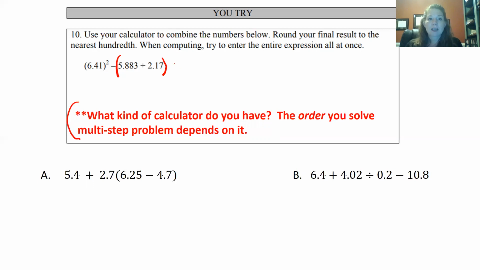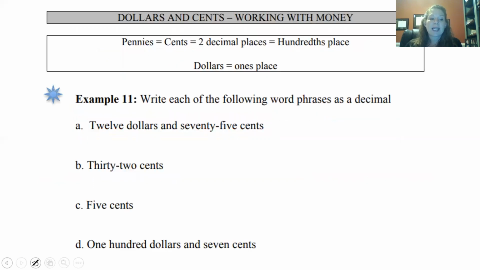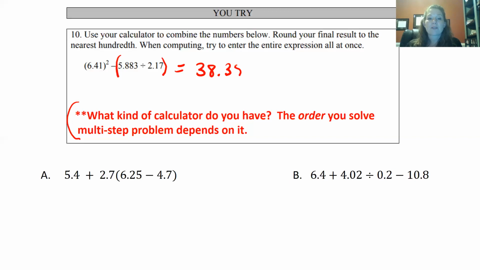Oops. All right, so this one was 38.3 hundredths. It would be 377, but since the number to the right is a 7, I would change my 7 to an 8. Okay, hopefully you guys got that right.